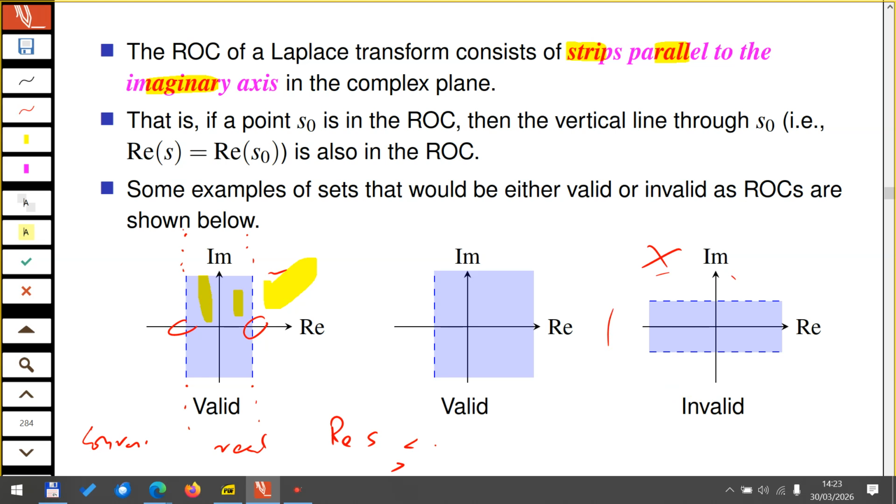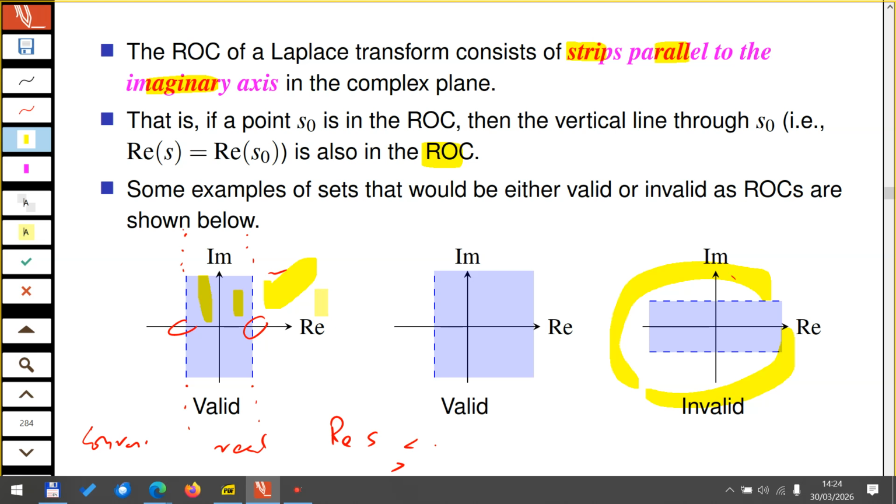Because this places a condition on the imaginary axis. Now you will see why we choose the name ROC. This could be the domain of something. This is a valid domain, but this is not a valid ROC. ROC is specific. It's a specific type of subset. It's not just any subset.